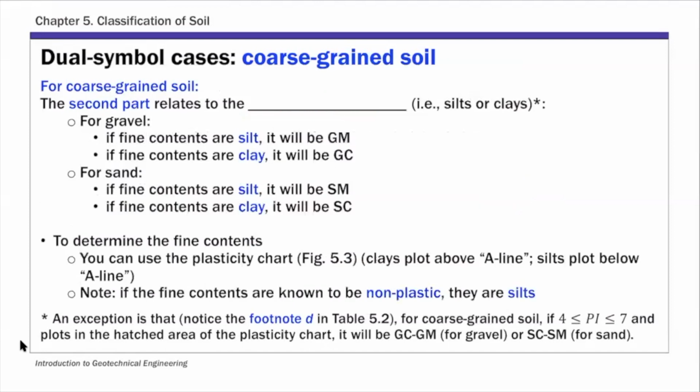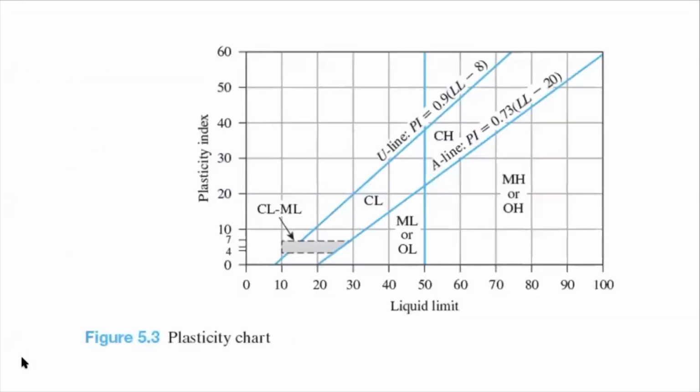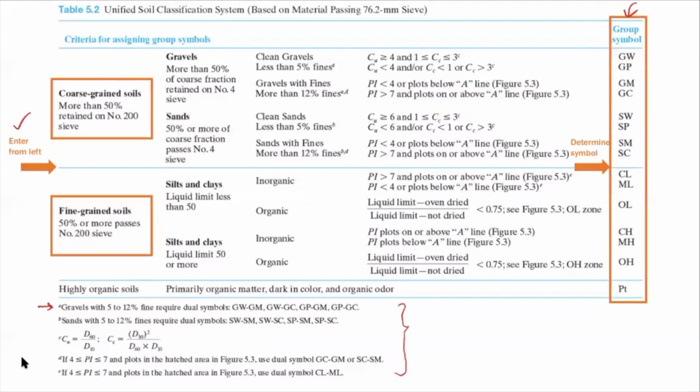The second part of the dual symbol for coarse-grained soil relates to the plasticity or the fine contents. As shown here, if fine contents are silt, it will be M, and if fine contents are clay, it will be C. Again, let's look at that table, using footnote A. The first part relates to gradation, either GW or GP. Then the second part relates to fine contents. It's going to be either GM or GC, depending on the fine contents.